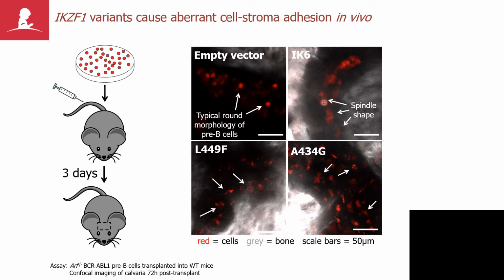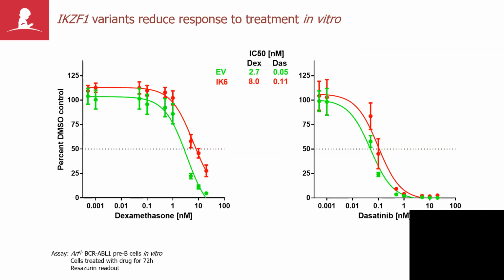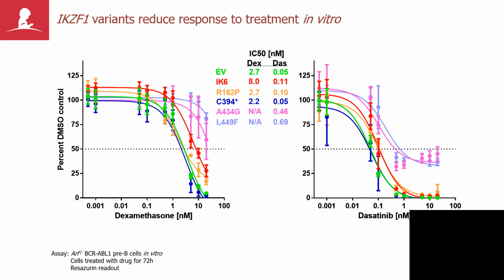These are the somatic IKZF1 mutant cells. These are germline mutant cells showing this abnormal cellular morphology and mislocalization in the bone marrow. These cells become very resistant to therapy. This is ex vivo cell killing data where we find that most of the germline mutations become profoundly resistant to dexamethasone and dasatinib as shown here. So again, more resistant to therapy than we see with the index somatic mutation IK6.